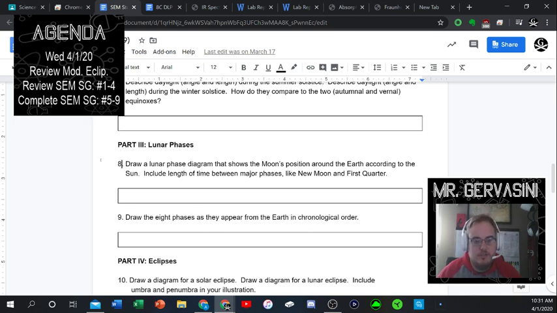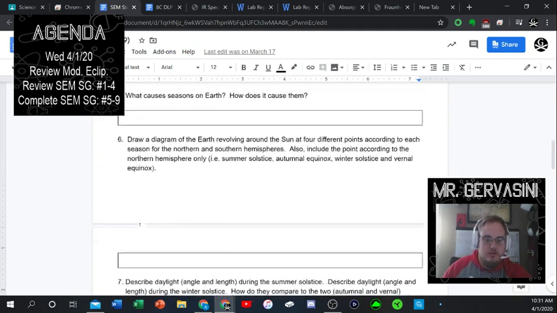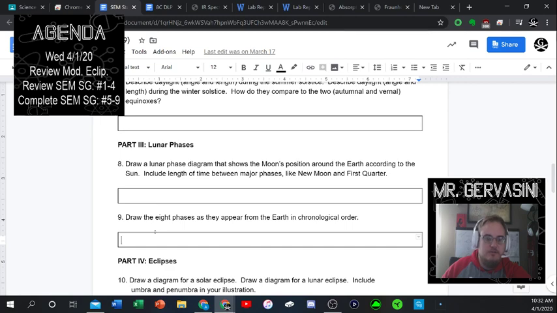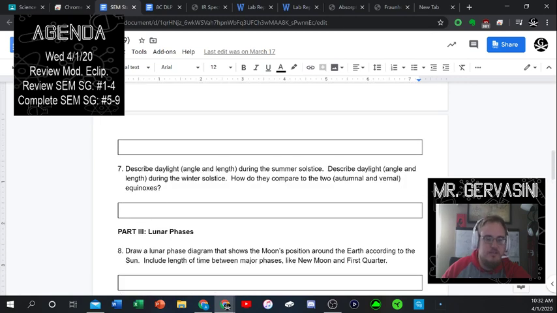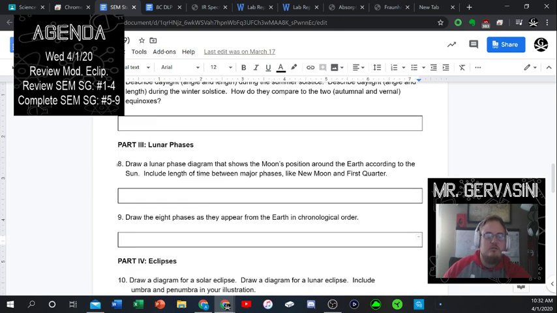So what you are doing here is you are essentially taking your big lunar phase diagram and you're cutting it into 2. You have your moons around the Earth in number 8, and then along the bottom, the key, what you would see from the Earth, is what you're going to put in 9. So you have a lot of drawing to do. 6, 8, and 9. A little bit in 7, but I'm going to try and describe it as best I can. So 8 and 9, taking your lunar diagram.